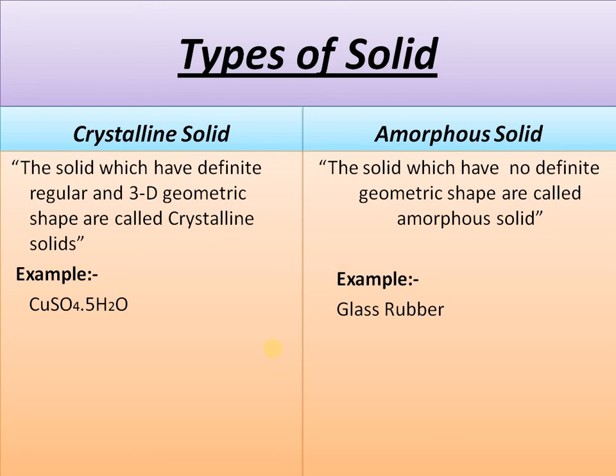Crystalline solids are the solids which have definite, regular and three-dimensional geometric shape. For example, copper sulfate with 5 molecules of water of crystallization. Amorphous solids are the solids which have no definite geometric shape. For example, glass or rubber.